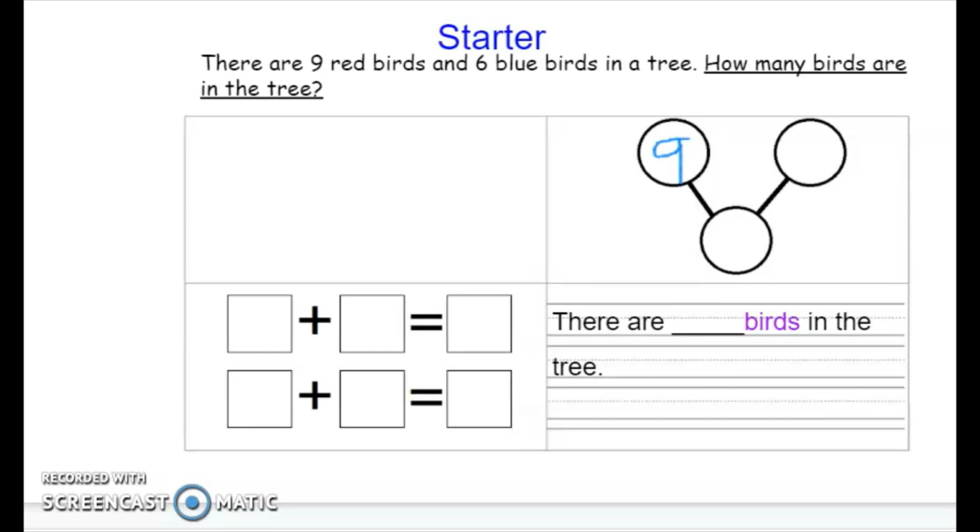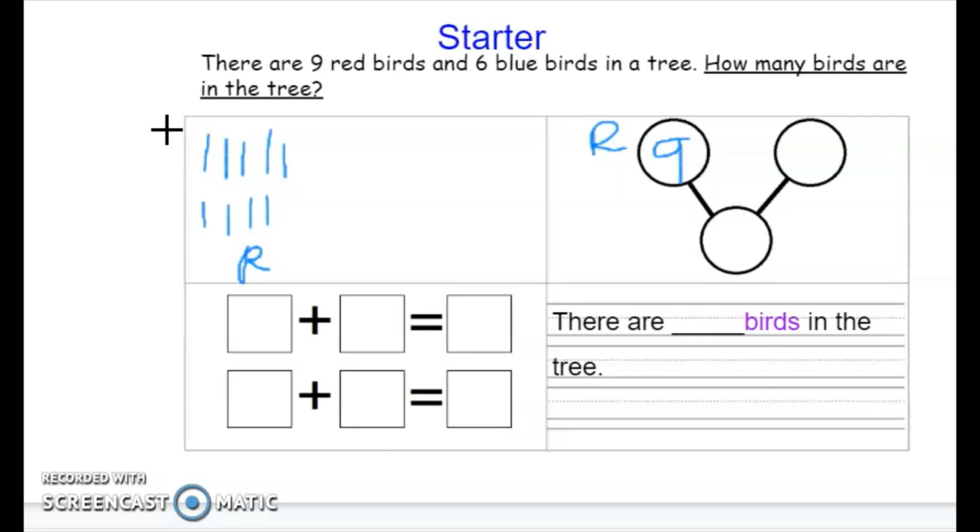Count with me as I count on the screen. 1, 2, 3, 4, 5, 6, 7, 8, 9. Great. There are 9 red birds, so the 9 here represents the red birds. I'm going to put an R. Also going to put an R here. And 6 bluebirds in a tree.